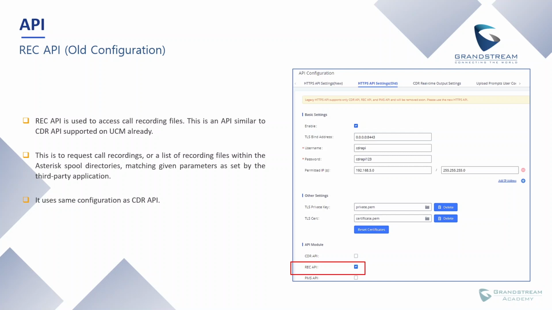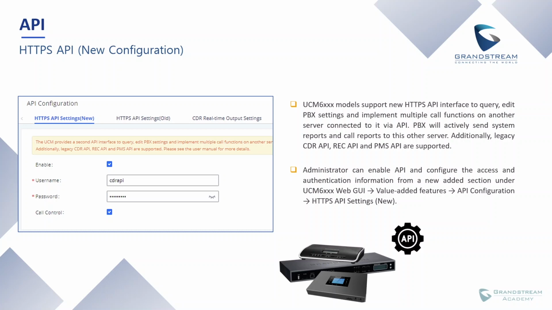In the UCM 6000 series, we are currently keeping old and new configuration in order to avoid confusing people who are using the old configuration and wish to keep on using it for the moment. But for your information, the new configuration for API interface is covering what we have on the old configuration, in addition to more functionalities and configuration possibilities.